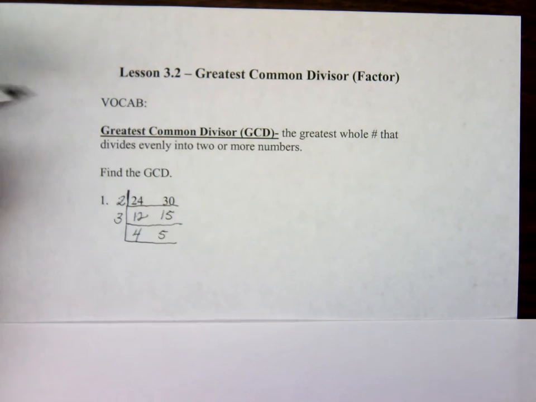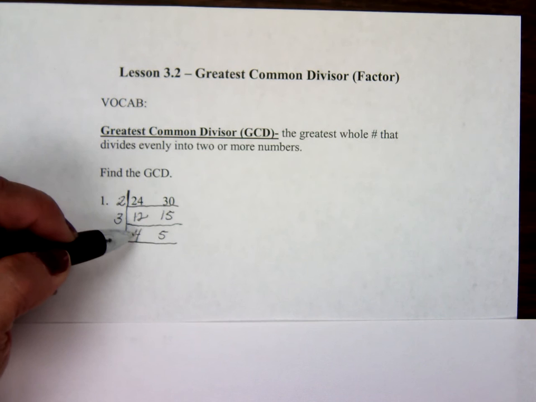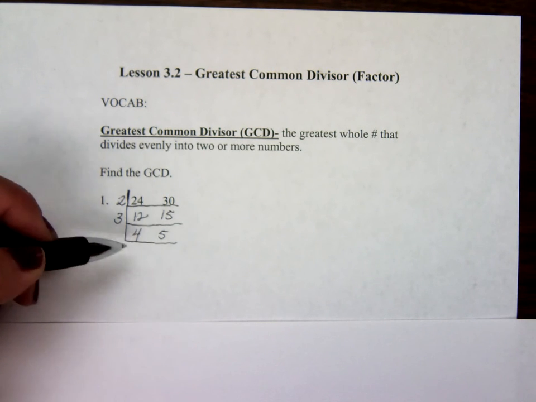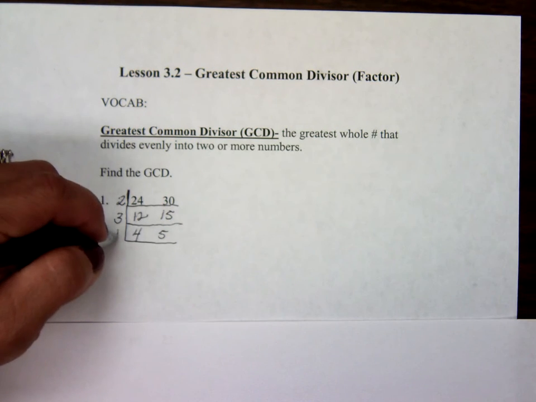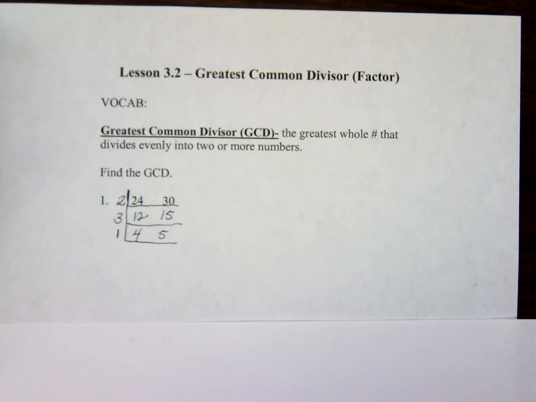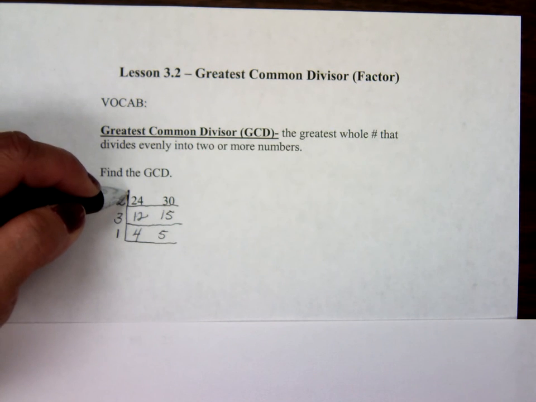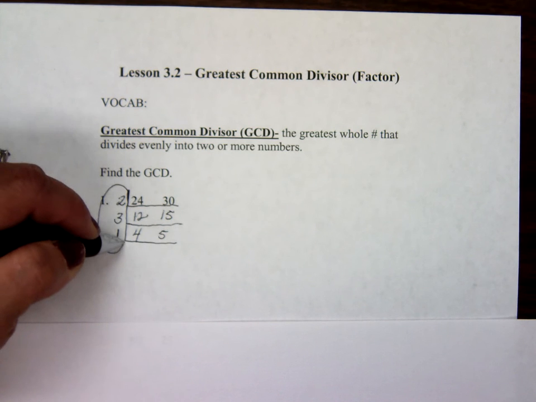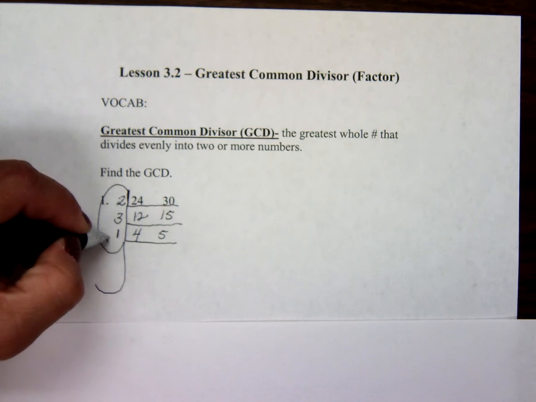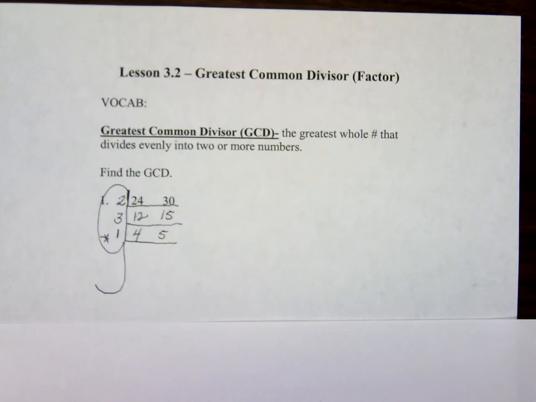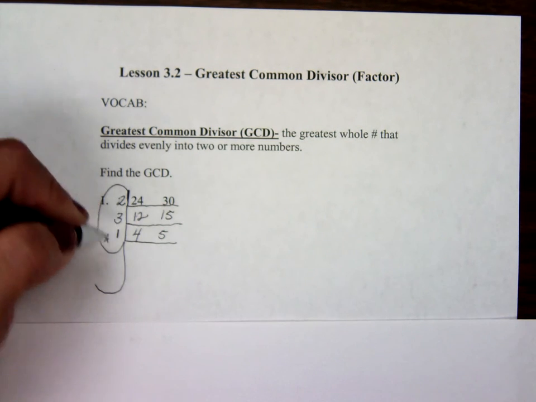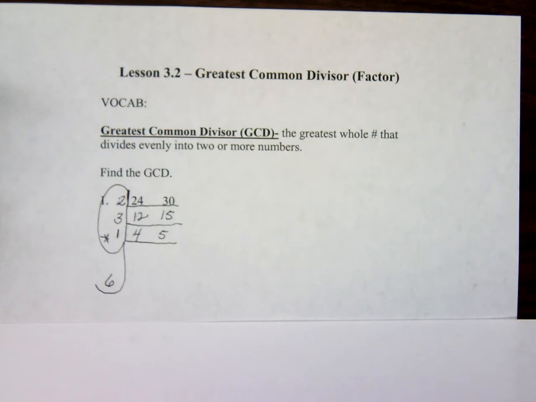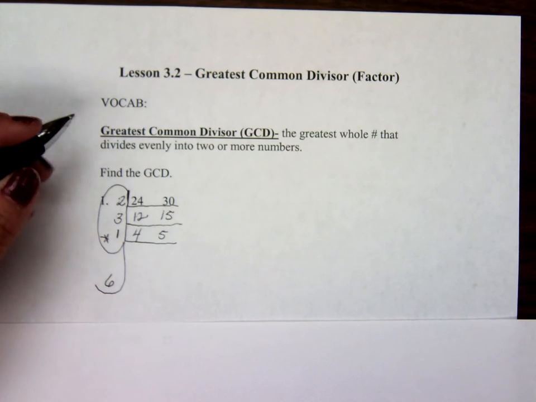Think of a number that they both will go into. Well, the factors of 4 are 1 and 4, and 2 and 2. 4 doesn't go into 5, and 2 doesn't go into 5 at all, so that means that the only number they have in common is 1. Once you're done with that, you're going to make a capital G, or it's really a lowercase g. Everything inside this g you're going to multiply. So 2 times 3 times 1 is 6. Make sure you're multiplying and not adding.